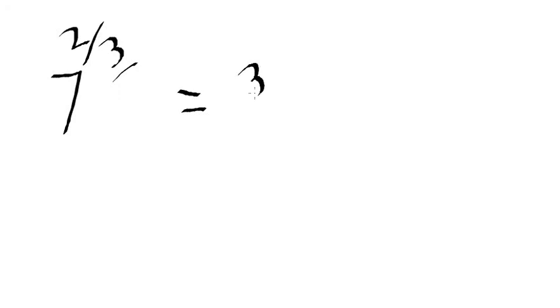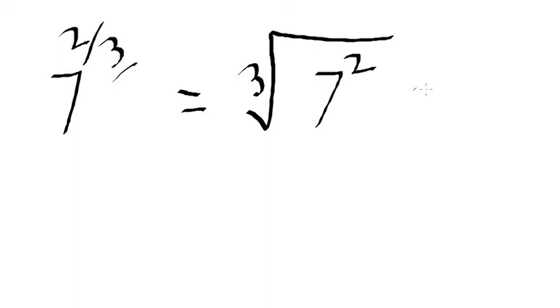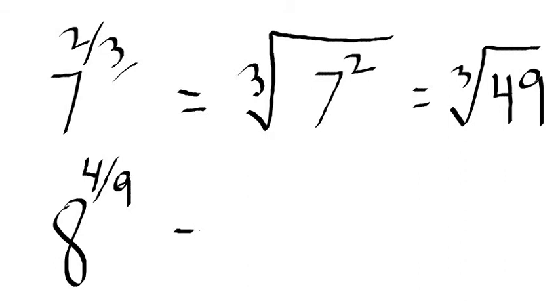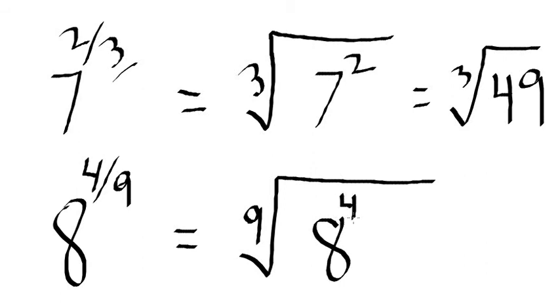This time, what I want to do is convert the expression to a radical. So if I had 7 to the 2/3, I want to convert that to a radical. And the way we can do that is this: the cube root of 7 squared, which you could rewrite as the cube root of 49 if you want. That's one way of looking at that. Here's another one. 8 raised to the 4/9. So this becomes the 9th root of 8 to the 4th power. See that? And of course you could evaluate that if you want.